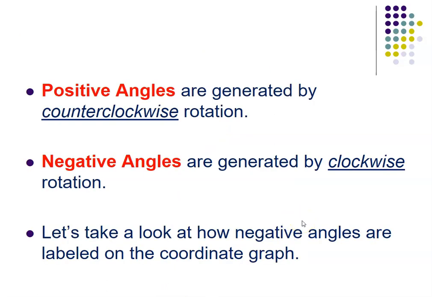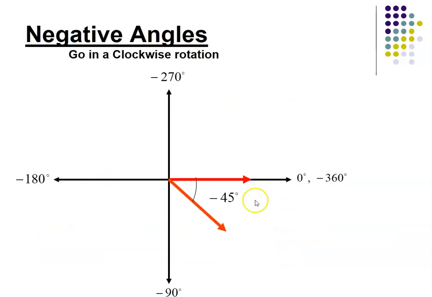Okay, so positive angles. What are positive angles? They are generated by counterclockwise rotation, and negative is clockwise. Let's take a look at the example here. So we have 0 going to negative 90. So these are negative angles, which is the clockwise rotation.